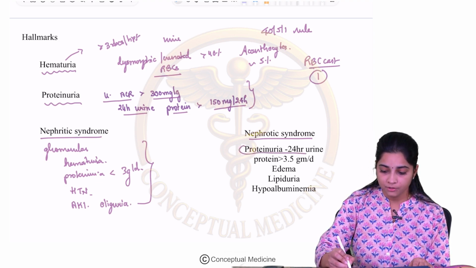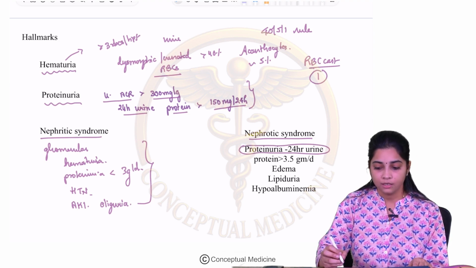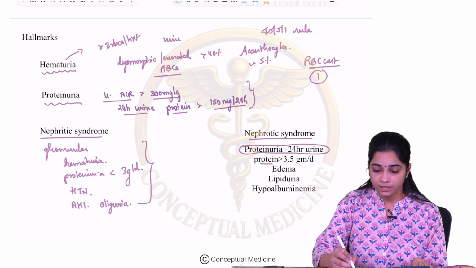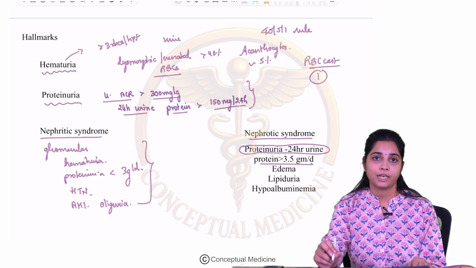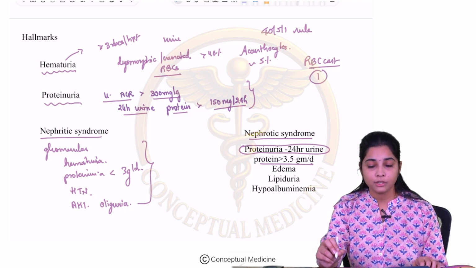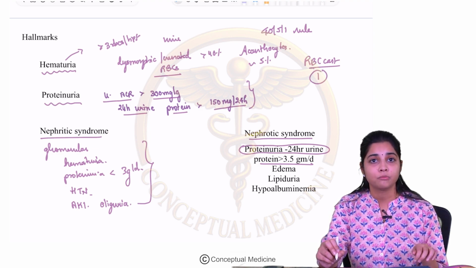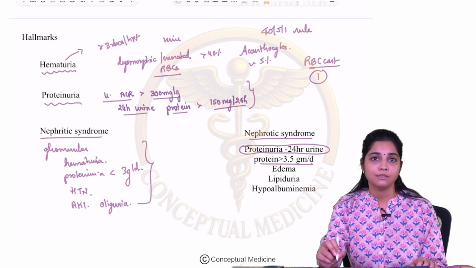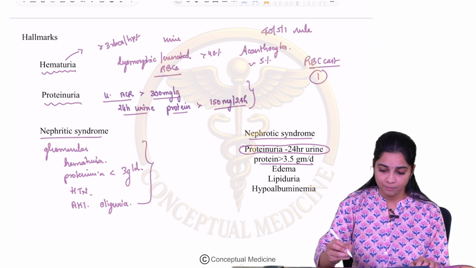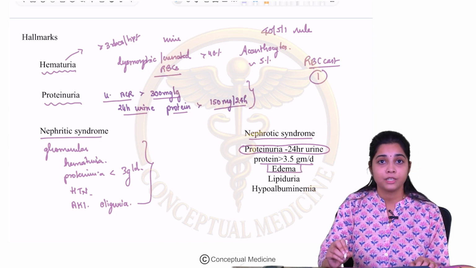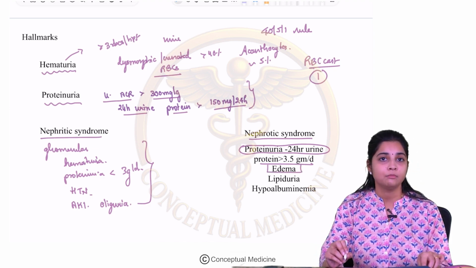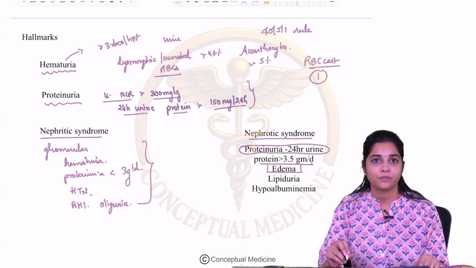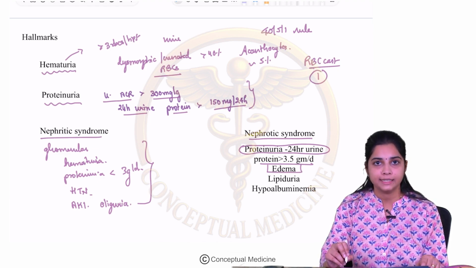Nephrotic syndrome has predominantly proteinuria where the 24-hour urine protein is more than 3.5 grams per day. So nephrotic syndrome basically comprises proteinuria where the 24-hour urine protein is more than 3.5 grams per day. Apart from that, they have peripheral edema. There is not much edema in nephritic syndrome, but in nephrotic syndrome you will have peripheral edema.